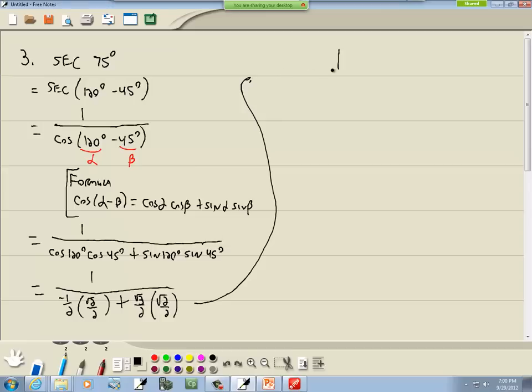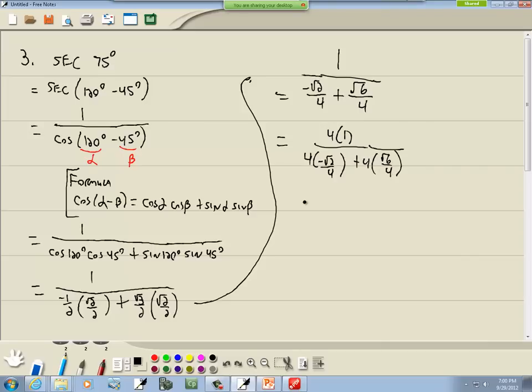Okay, so we got 1 over, and that gives us negative square root of 2 over 4, plus square root of 3 times square root of 2, which is square root of 6, over 2 times 2, which is 4. Now we can multiply everything by 4 to get rid of the fractions inside. So we get 4 up on top here. These 4's cancel, leaving negative square root of 2. These 4's cancel, leaving square root of 6.